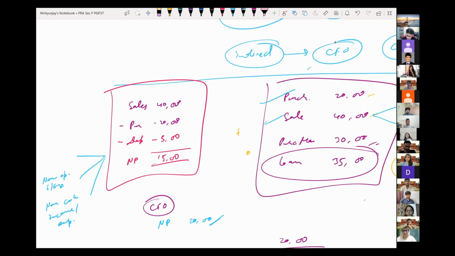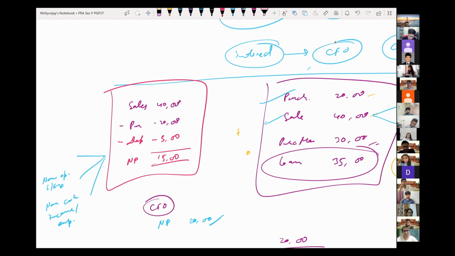Let me take one more entry. Let us say I have one entry called bad debt expense of, let's say, 2 lakh rupees. What happens in bad debts? Accounts receivable falls down and you create an expense. Do you ever pay cash for bad debts? No, you don't. Would you pay in cash for bad debts in future? No. So basically, there are certain items in the income statement which do not involve cash. They are called non-cash income or expenses.